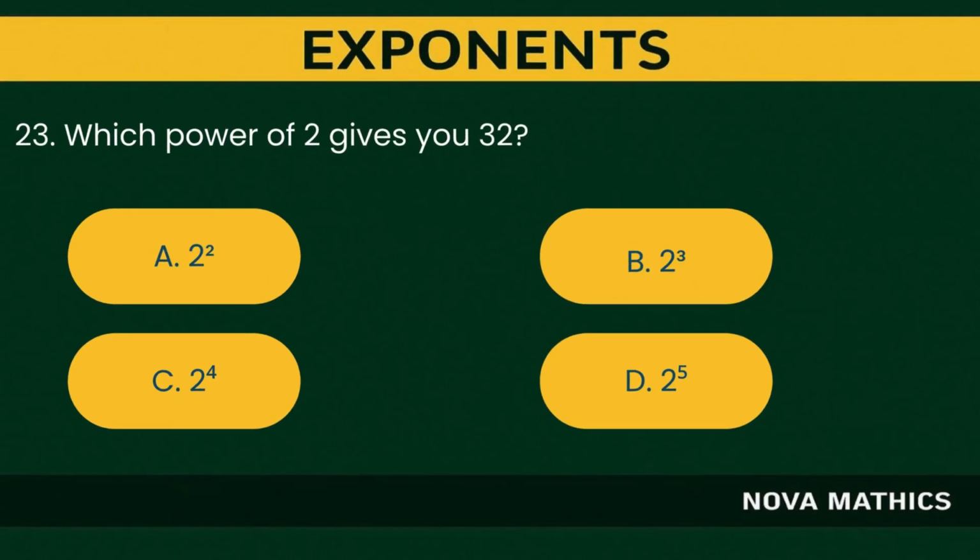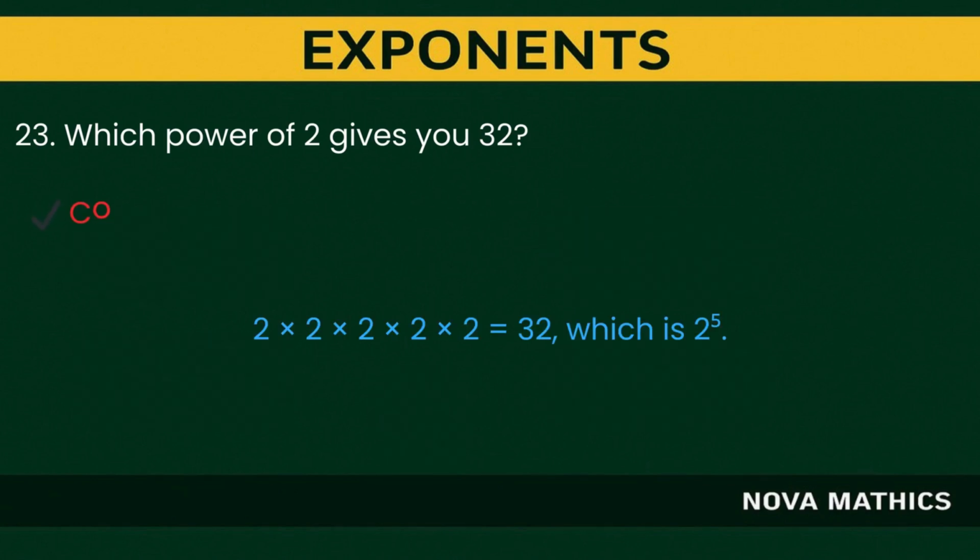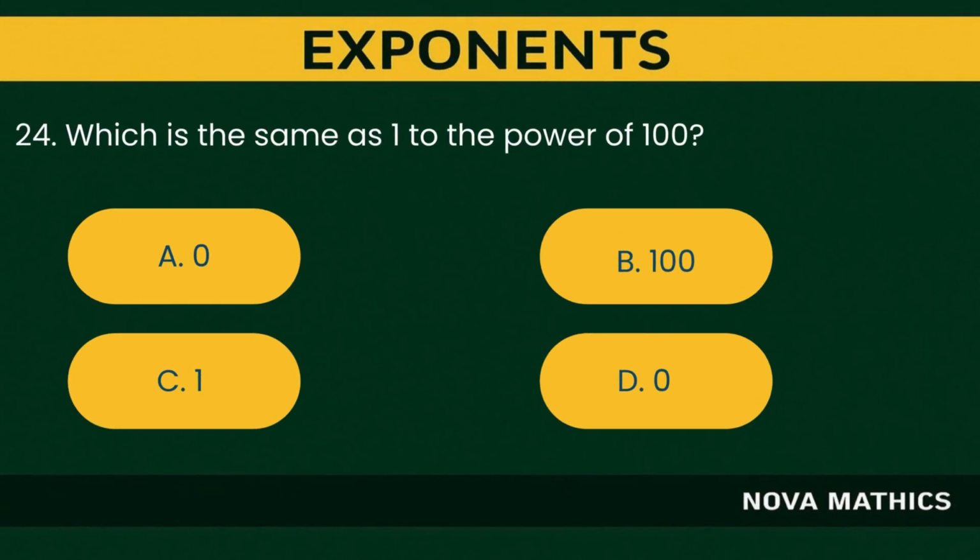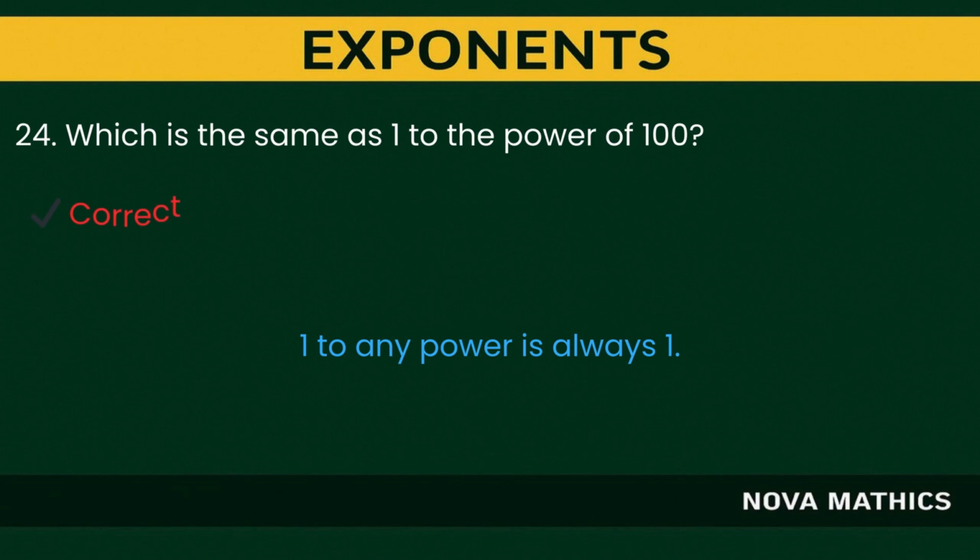23. Which power of 2 gives you 32? Correct answer is D. 2 to the power of 5 equals 32. 24. Which is the same as 1 to the power of 100? Correct answer is 1. 1 raised to any power is still 1.